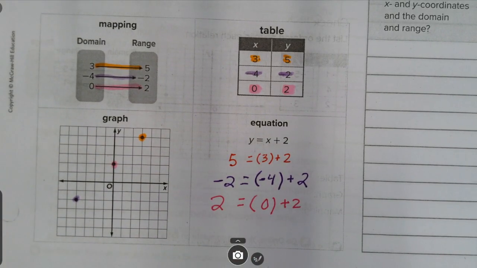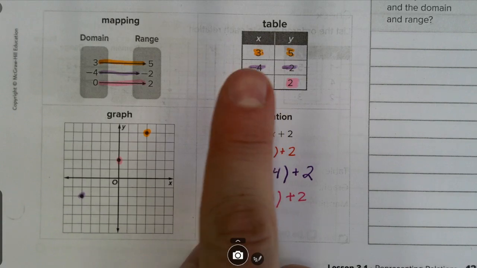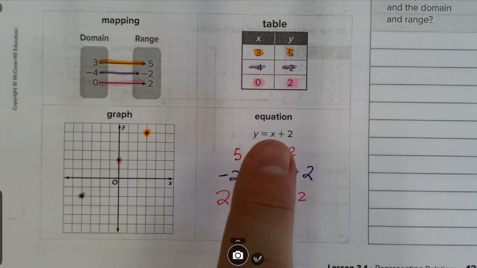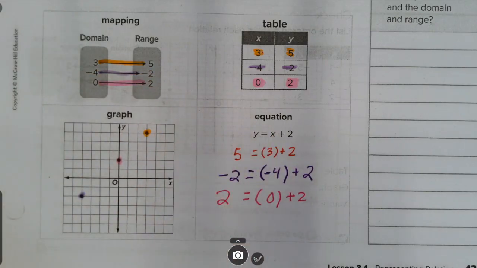And think about it. Compare the table and the mapping of the relation. What conclusions can you draw about the x and y coordinates and the domain and range? Well, we've seen, for domain values, every x matches with a y. In an equation, the number we plug in from the domain will have a corresponding number in the range.